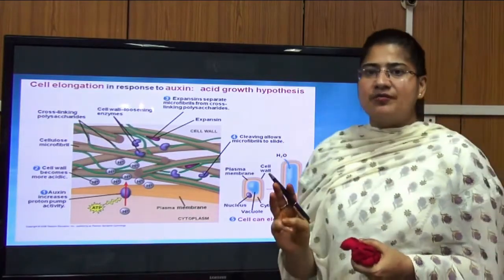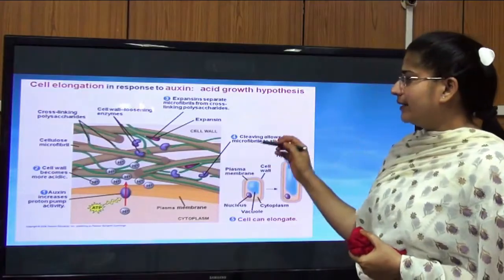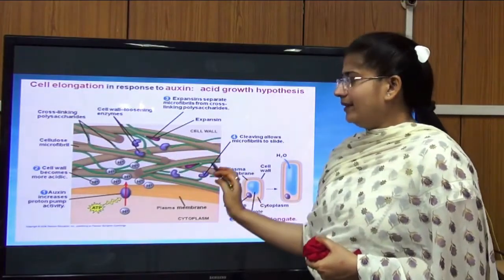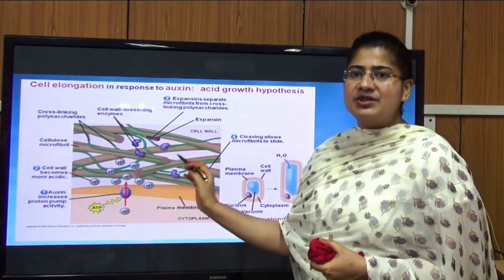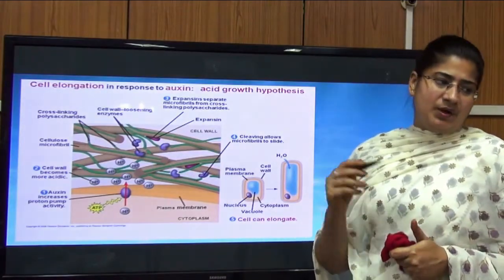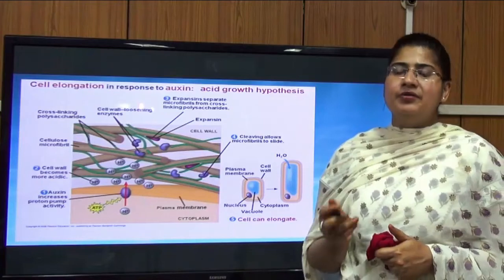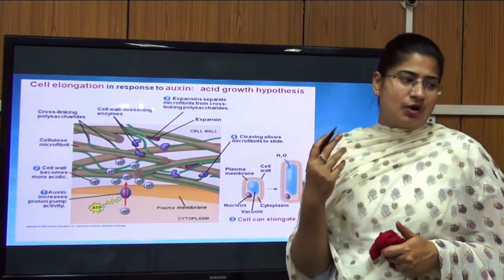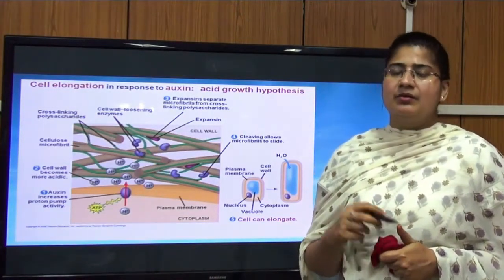Now the third action of auxin is what? It will try to heal the broken polysaccharide, broken cell wall structure. So again the DNA which is present in the nucleus will be activated for synthesis of new wall materials. New wall materials means cellulose and pectin.